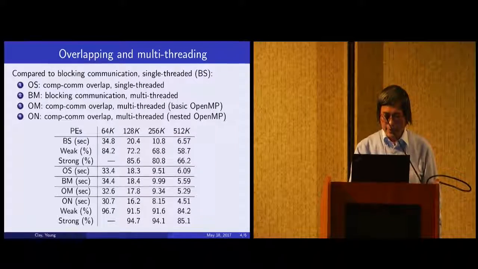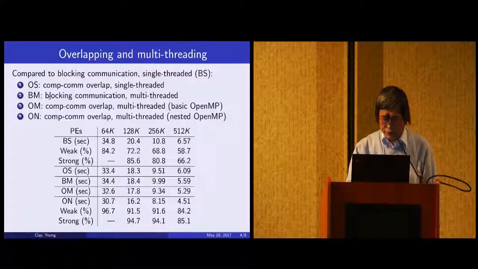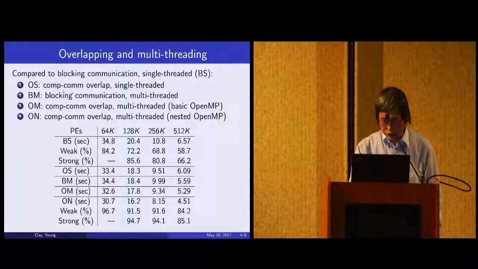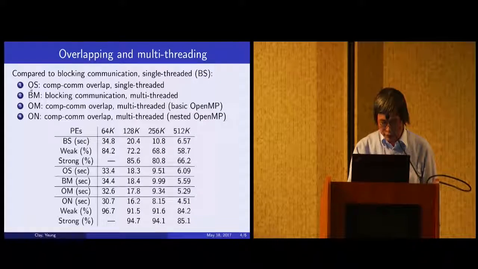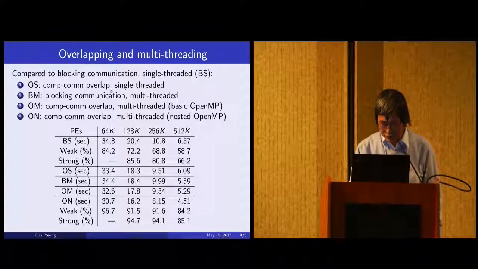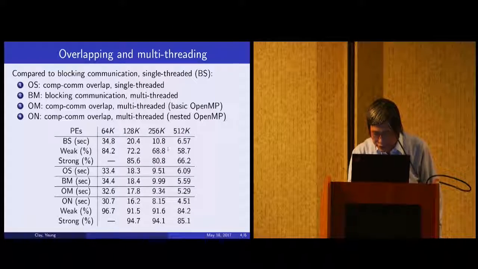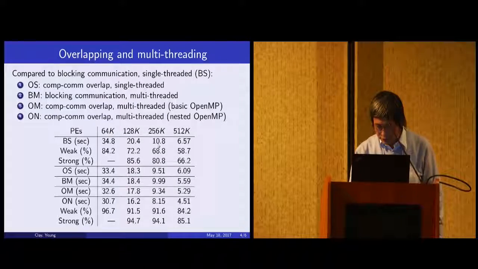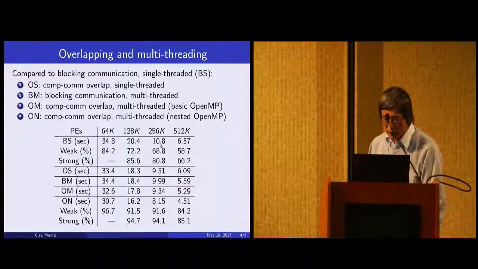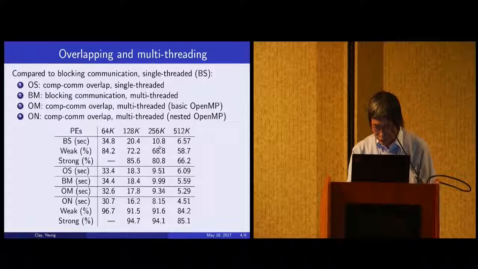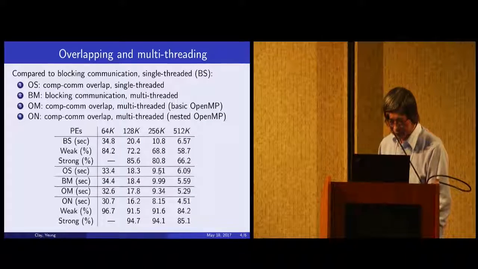One might argue that this kind of scalability is respectable, but we wanted to do better. And so we tried some strategies for overlapping communication and computation, which is overlap. We keep it single-threaded, and we can see that the performance improves. Let's say 256K is actually the number of cores that we're going to use for production purposes. So the timing goes down from 10.8 to 9.5 seconds.